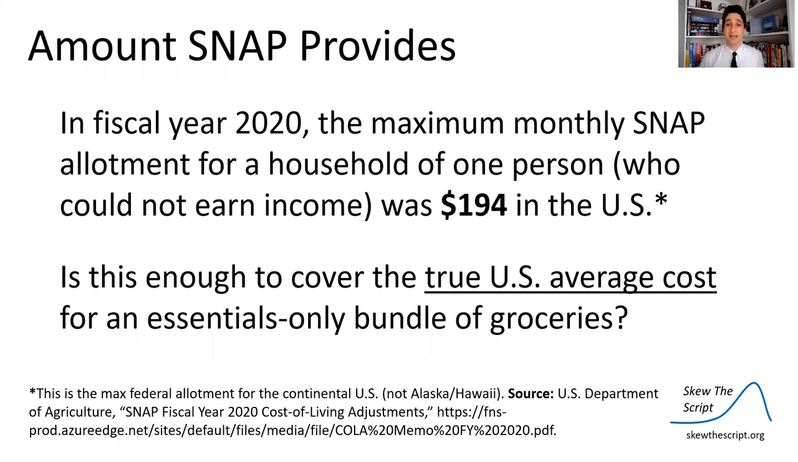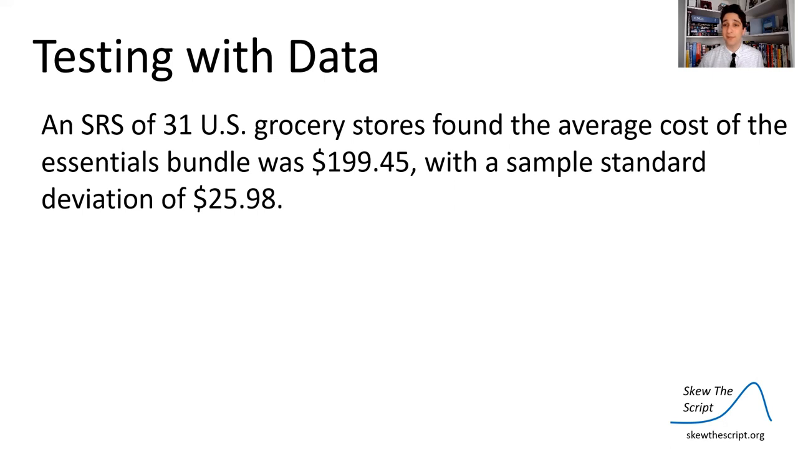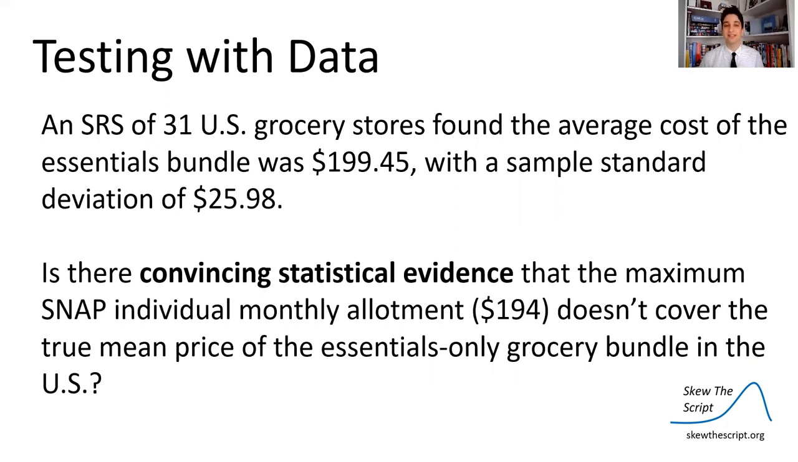So in fiscal year 2020, the maximum monthly SNAP allotment for a household was $194. So is this maximal allotment enough to cover the true US average costs for that essentials only bundle of groceries? So let's test it by looking at data, because we don't know the true population mean of this bundle price, but we can get a sample and try and estimate it and see, does the SNAP allotment cover it? So a simple random sample of 31 US grocery stores found the average cost of this essentials bundle was $199, with a sample standard deviation of about $26. So is there convincing evidence that the maximum SNAP allotment, the $194, doesn't cover this amount of groceries?